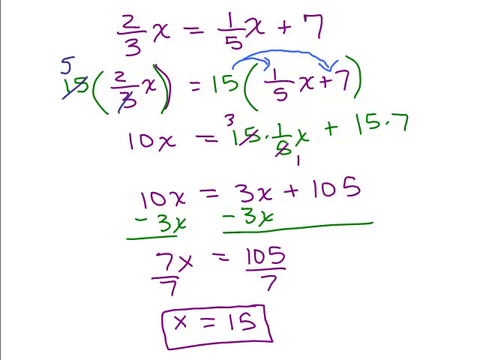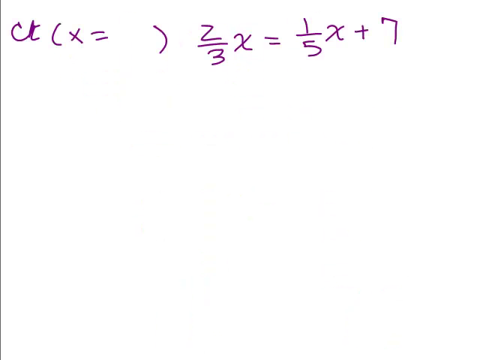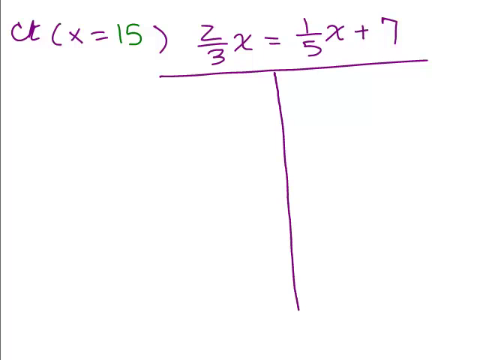All right, so let's check and see if that's correct. So say 15 is the correct answer. So we're going to plug in 15 for x. So I have 2/3 times 15. And first, let's just simplify the left-hand side of the equation. So let's see. 3 goes into the 15, and I get 10. Left-hand side simplifies to 10.